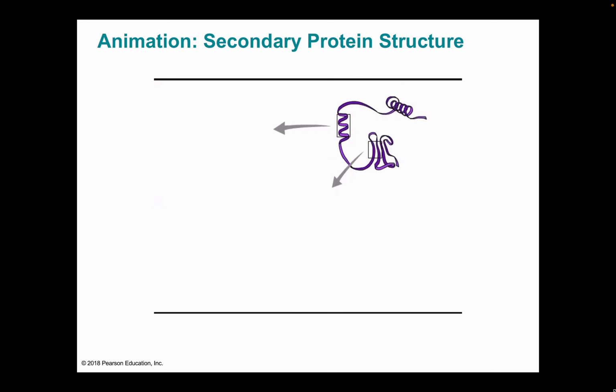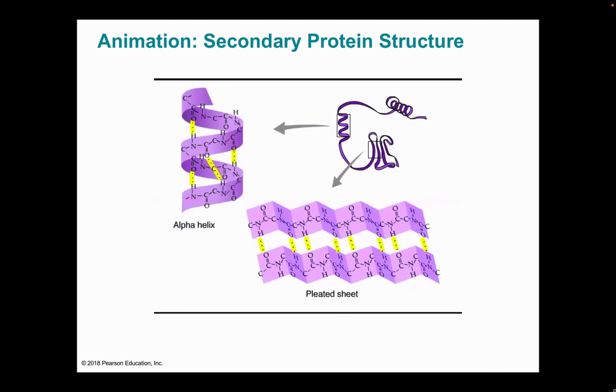Secondary structure results from hydrogen bonding between atoms along the polypeptide backbone. Oxygen and nitrogen atoms along the backbone are highly electronegative, giving them partial negative charges and leaving nearby hydrogen atoms with partial positive charges. These negatively and positively charged atoms are attracted to one another at regular intervals along the chain, causing parts of the protein to twist or fold back upon itself.